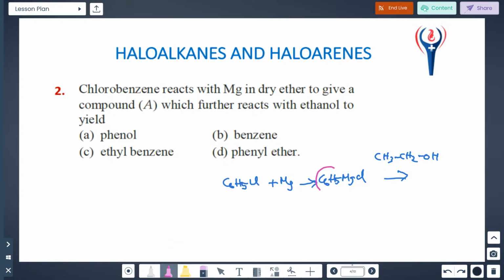C6H5 takes one hydrogen from here. So we will be getting benzene. That's the product, C6H6. Always we will be getting only hydrocarbon. So the answer is benzene. Understood? Right. Next one.